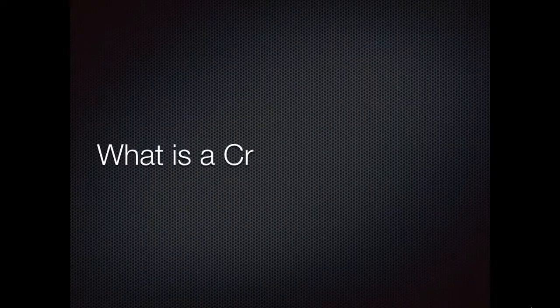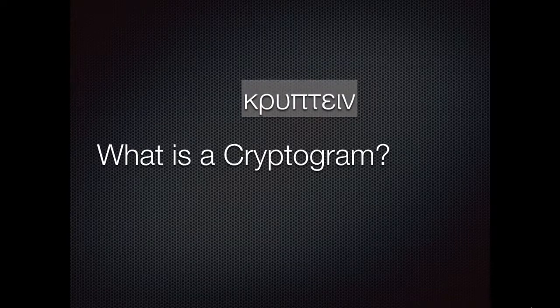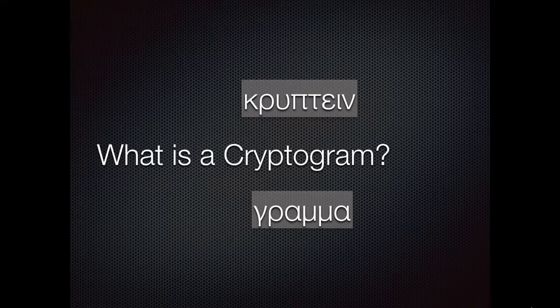So, firstly, what is a cryptogram? I'm sure you have an idea of what a cryptogram is, but let's just see how this word is composed. It comes from two words. There's the Greek word kryptin, which in ancient Greek means to hide or conceal or cover. It also means that in modern Greek. And then we have gramma, which is simply a letter, or can also mean letter is the best translation there. Those two words come together, and we end up with cryptogram.